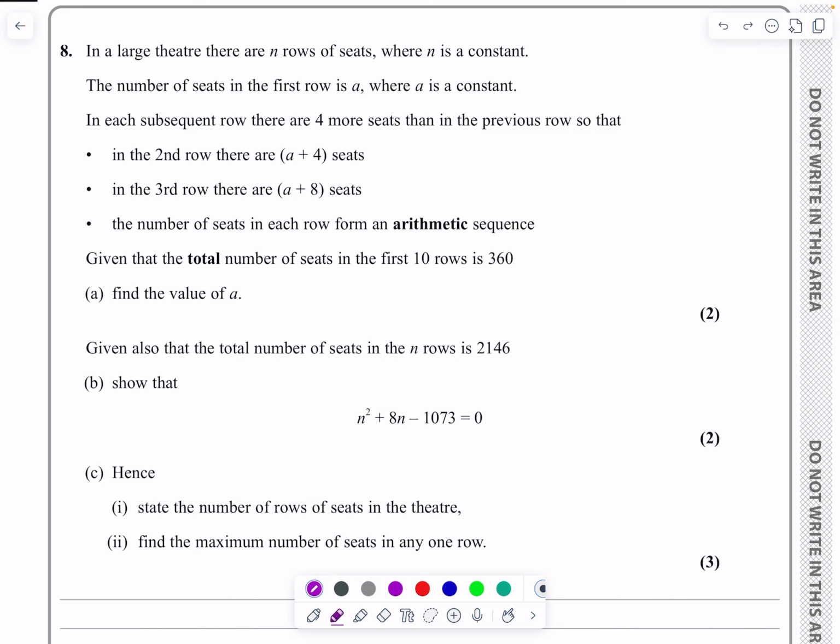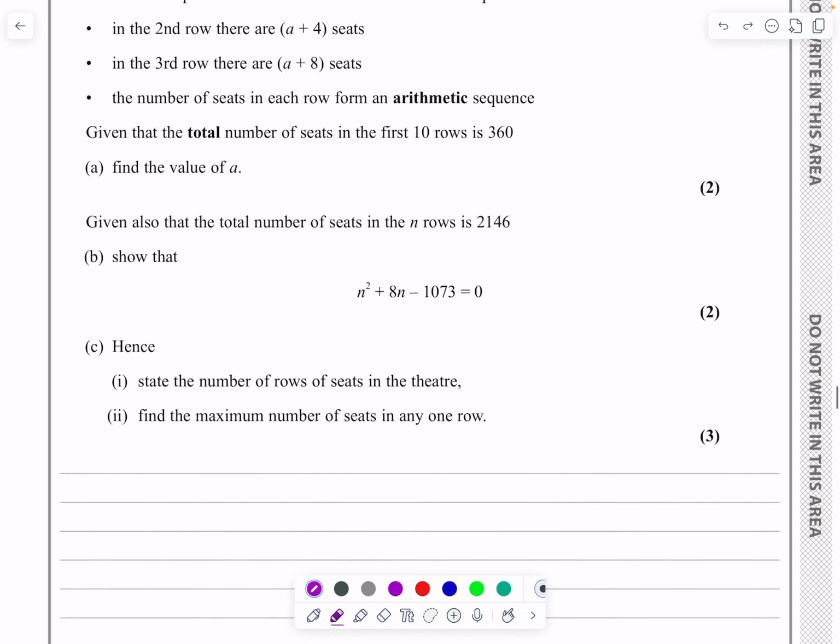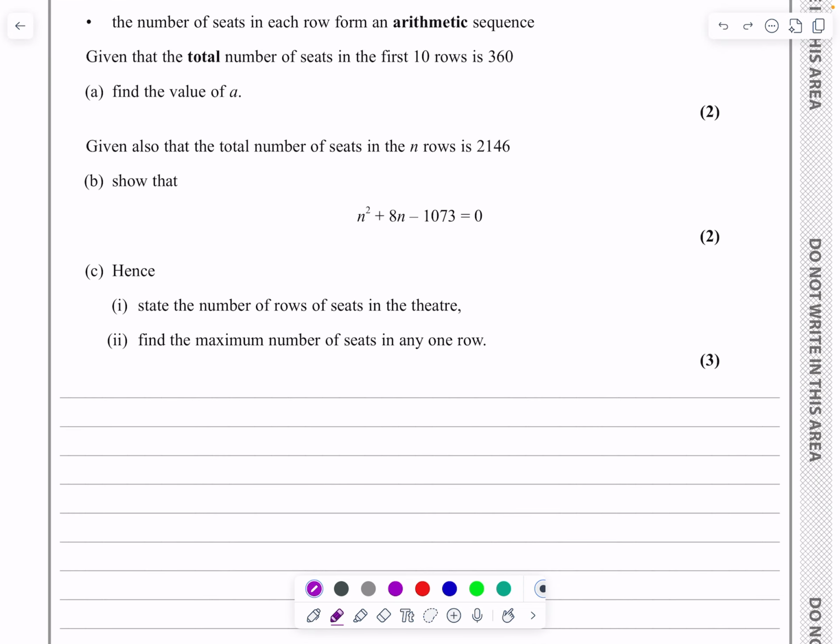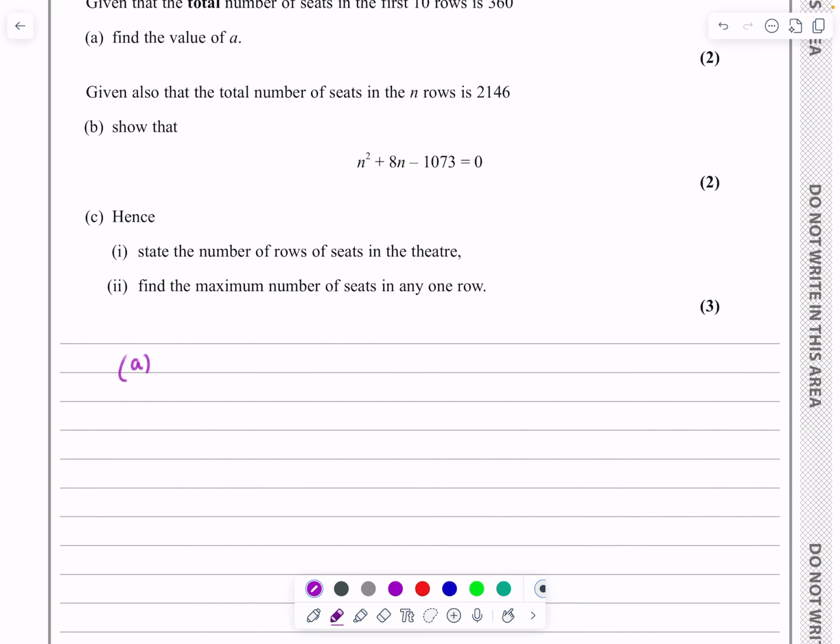We've got that this theatre has n rows of seats, and the number of seats in each row is A, then A plus 4, then A plus 8, and it tells us that that forms an arithmetic sequence. Then it tells me that the total number of seats in the first 10 rows is 360, and asks me to find out what A is. Okay, so let's just explain what we're going to do then.